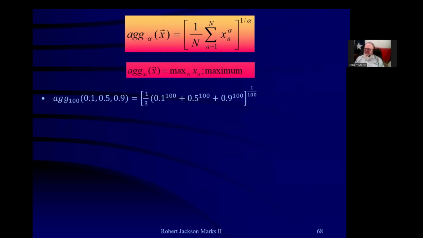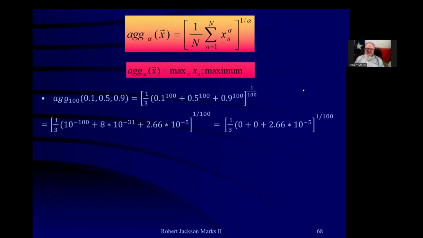Because 0.9 is the maximum of the three numbers. Well, let's go through the math. If you look this up and perform the operation on a calculator, you get what is shown in the bottom left here.